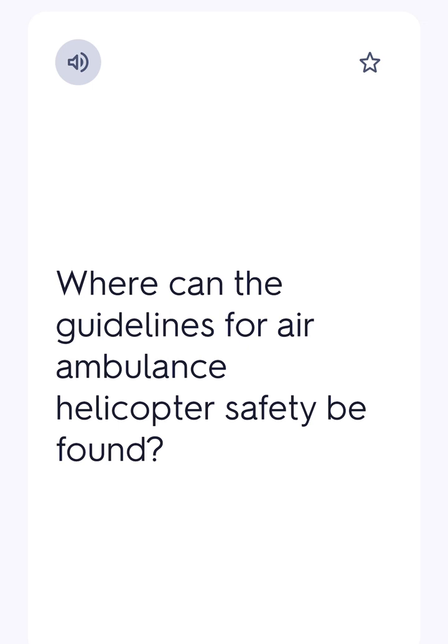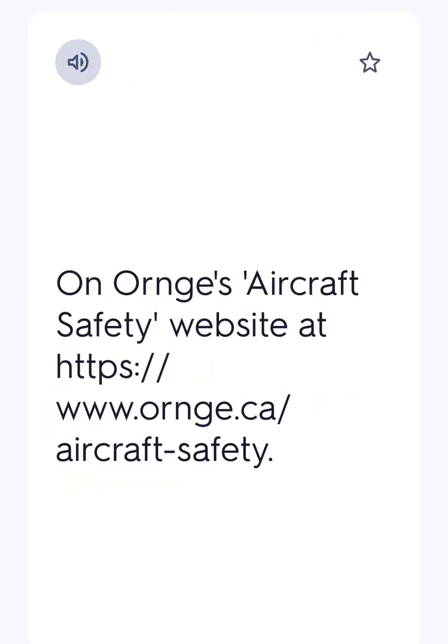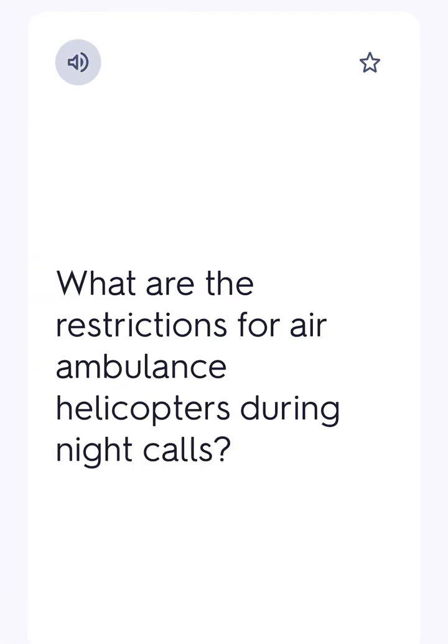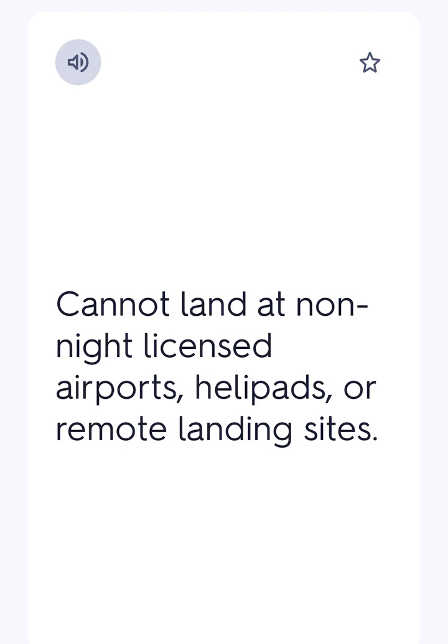Where can the guidelines for air ambulance helicopter safety be found? On Orange's aircraft safety website at https://www.orange.ca/aircraft-safety. What are the restrictions for air ambulance helicopters during night calls? Cannot land at non-night licensed airports, helipads, or remote landing sites.